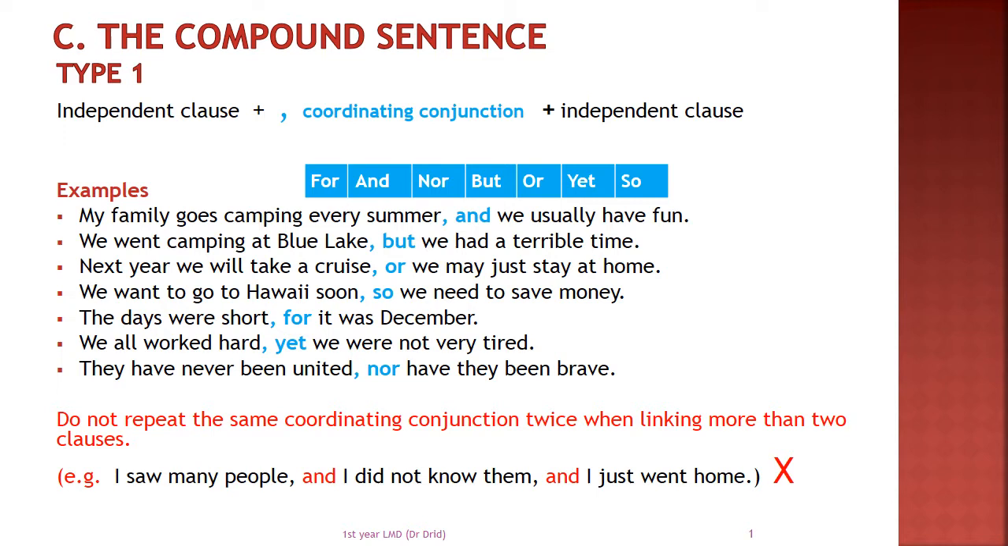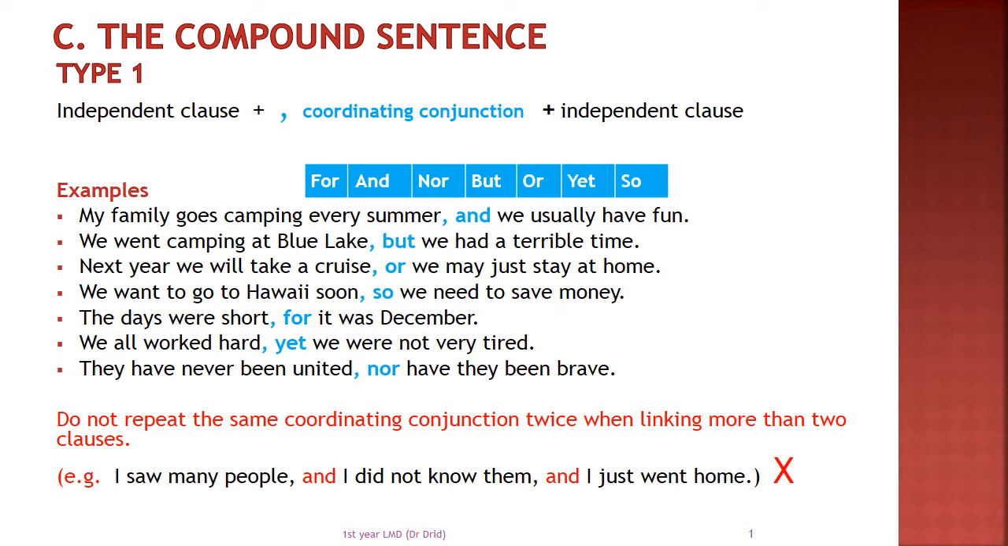We take firstly the case of a coordinating conjunction. So in the first type of a compound sentence, there is the first independent clause plus a comma plus a coordinating conjunction plus another independent clause. We take example 1 to see this in practice. My family goes camping every summer, comma, and we usually have fun. These are two independent clauses joined with comma and. The word and is a coordinating conjunction.